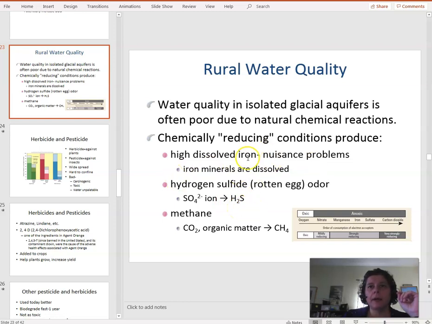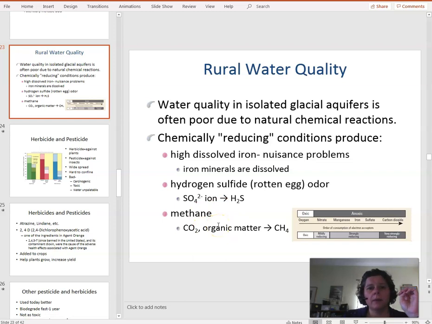You can also get a lot of iron forming. So iron under anaerobic conditions moves through the soil. As soon as it hits oxygen, bam, it turns into rust. That's why we get rust stains in a lot of our systems: under anaerobic conditions, the iron is just moving fine. Under aerobic conditions, it slows down. And then you can also get methane gases forming.